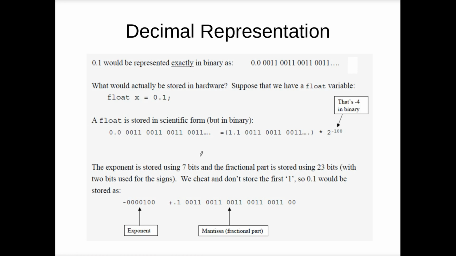And so the way the number is actually going to be stored in memory, the number is 32 bits long. So we have 1 bit for the sign, 7 bits for the exponent, 23 for the mantissa or the significand, and then 1 for the sign up front.